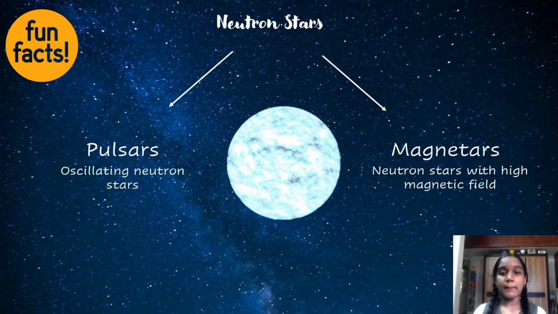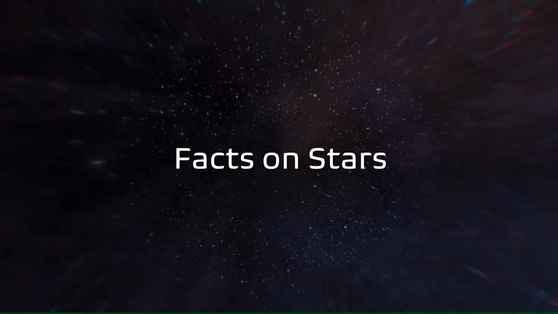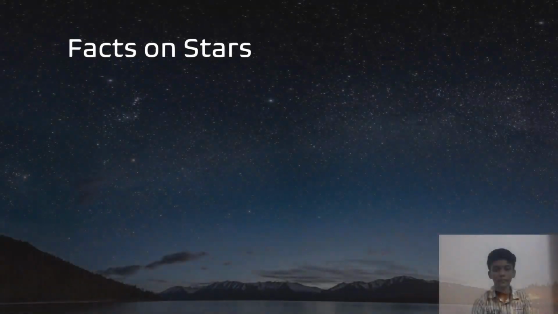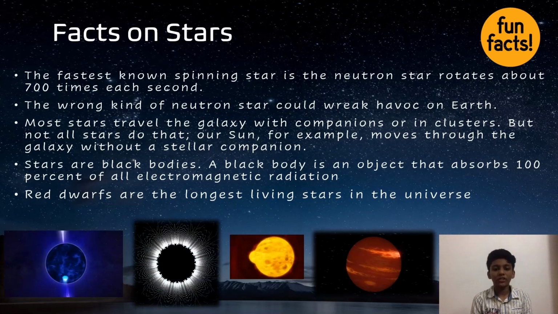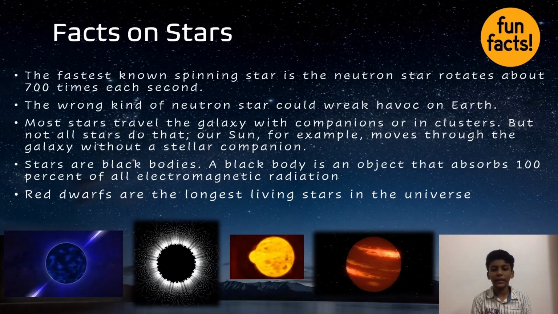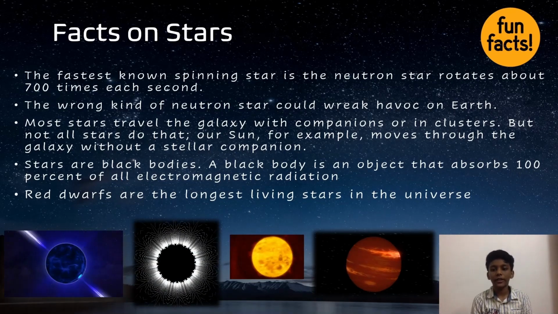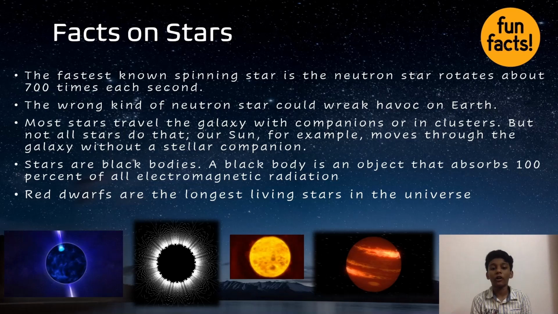Now let's hear amazing facts on stars. Facts on stars. The fastest known spinning star is a neutron star, which rotates about 700 times each second. The wrong kind of neutron star could wreak havoc on Earth.